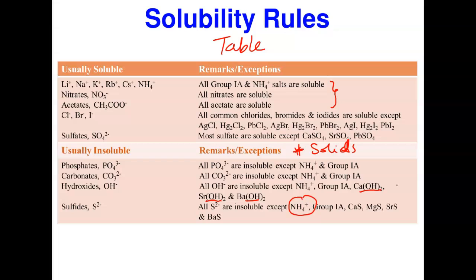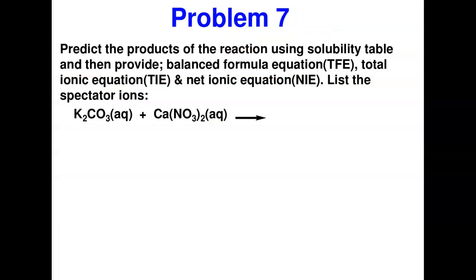So we're going to try to do some problems and try to apply this in using it to predict. The importance of this is to use it to predict both the product of the reaction with the knowledge of our reaction, and then the state, whether it is solid or aqueous, of the product. So we're going to start out with some of these problems now. It says, predict the product of the reaction using the solubility table, and then provide the balanced formula equation. So you're going to complete it and provide this equation. You now make it total ionic and make it net ionic. So that's what we're going to do.